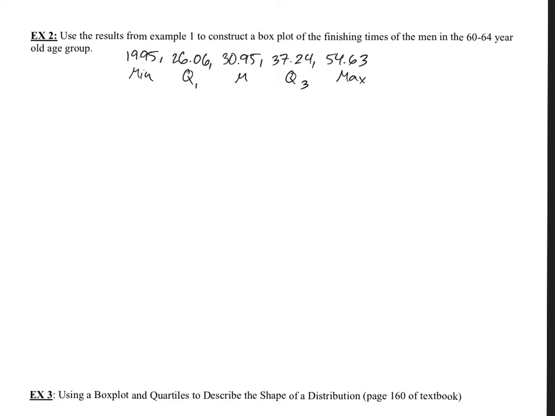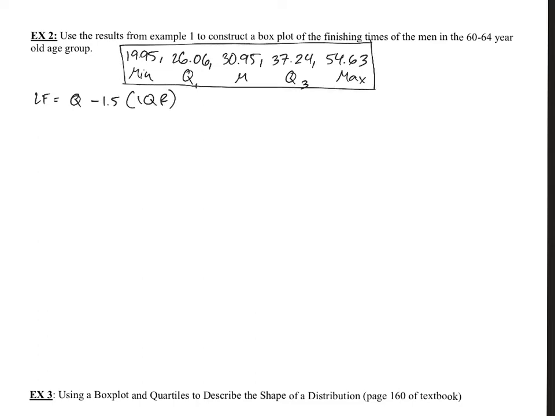Okay, so following the steps, the first step is to determine the lower and upper fence. The lower fence is going to be Q1 minus 1.5 times the IQR. So we actually need to find the IQR. The IQR is going to be Q3 minus Q1, which would be 37.24 minus 26.06, which gives us 11.18. Okay, we can plug that in.